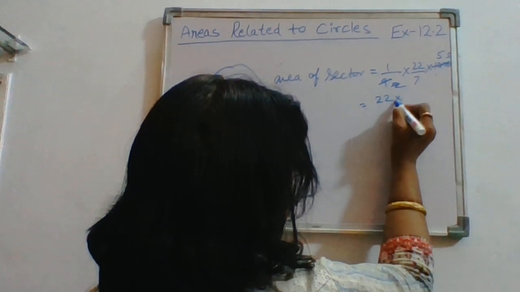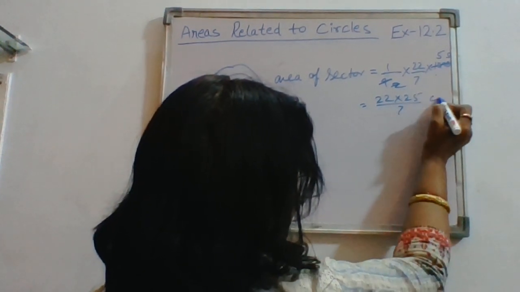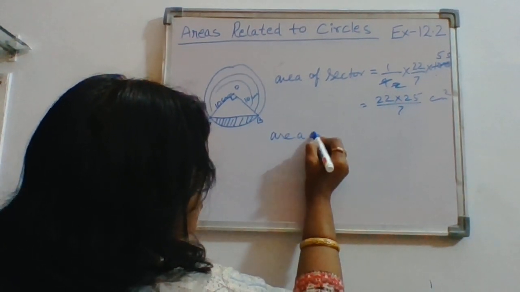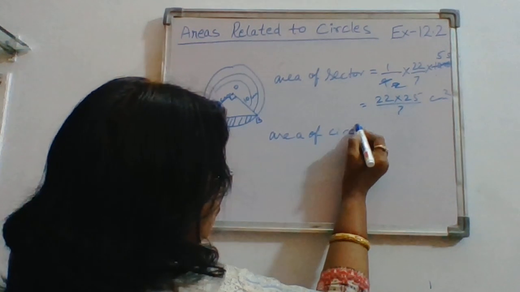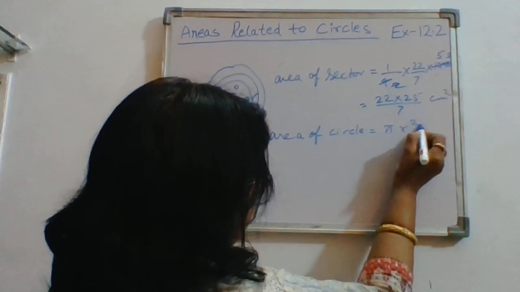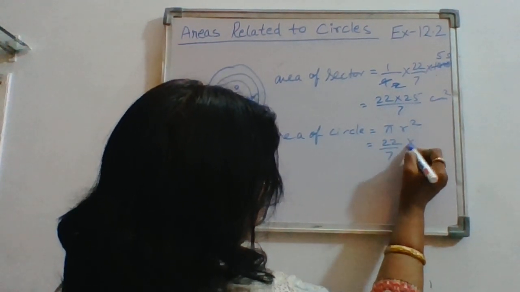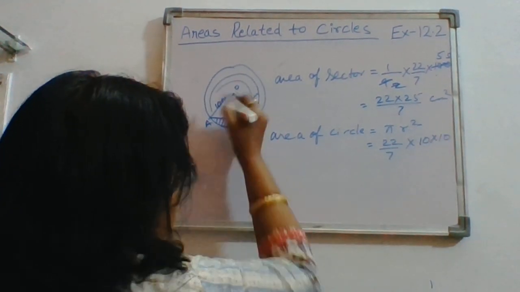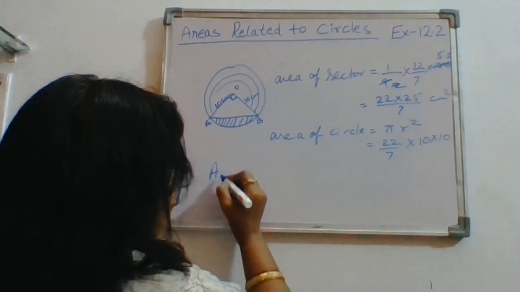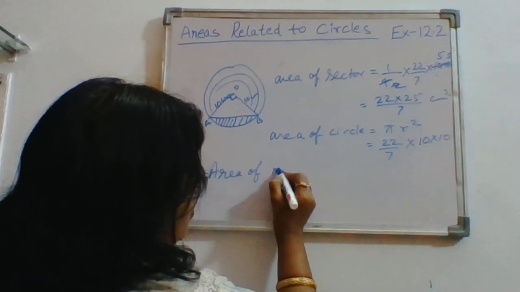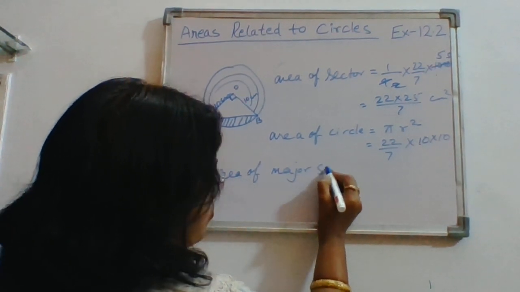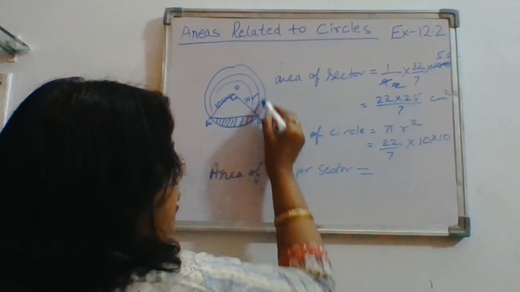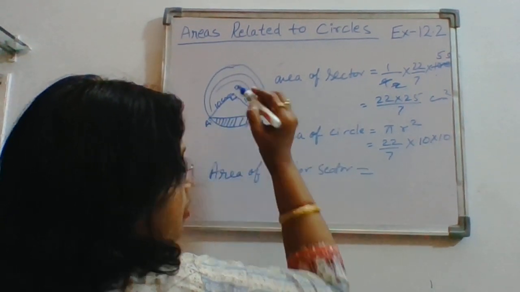This is 22 into 25 by 7. Multiplying to get the area of the sector. And the area of the circle will be pi r square. So it is 22 by 7 into radius 10 into 10. So the area of this major sector BA will be equal to the area of the circle minus the area of this minor sector.